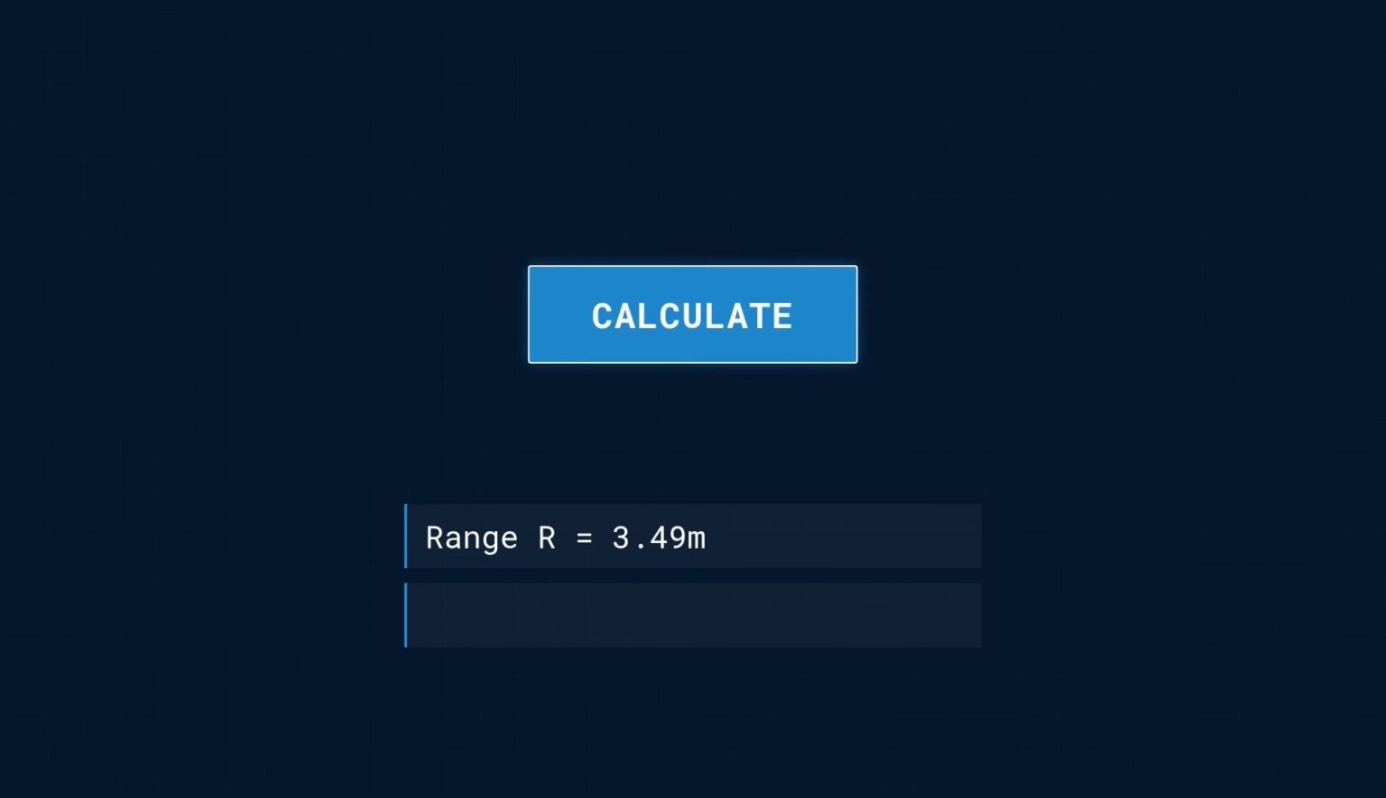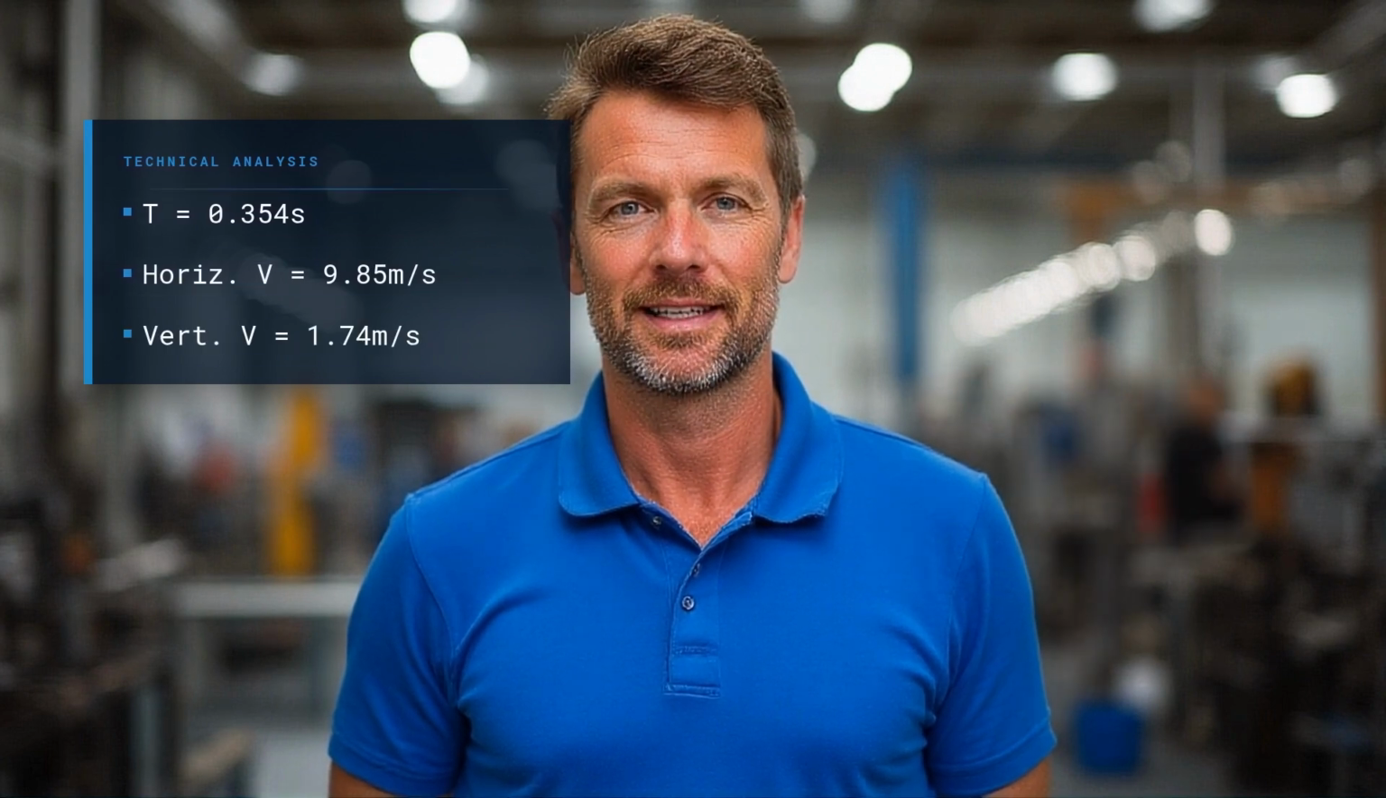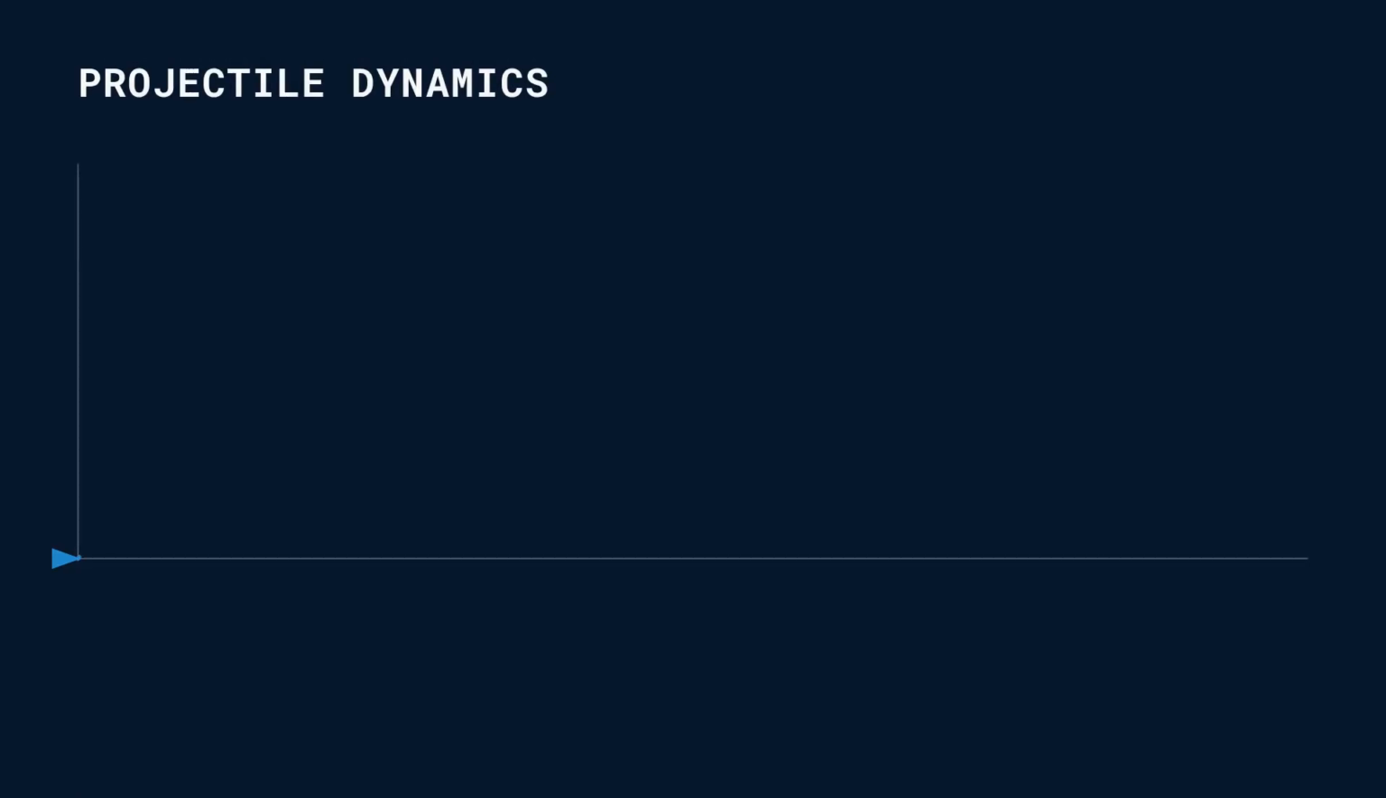After clicking Calculate, the results show range r equals 3.49 meters, maximum height h equals 0.15 meters, time of flight t equals 0.354 seconds, horizontal velocity equals 9.85 meters per second, and vertical velocity equals 1.74 meters per second. Perfect for quick projectile calculations.